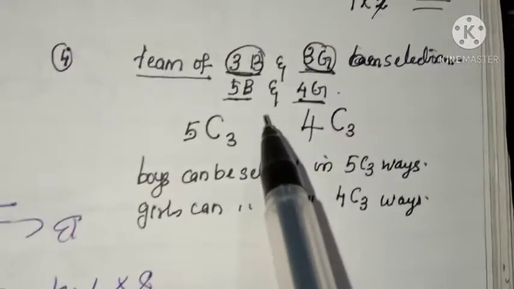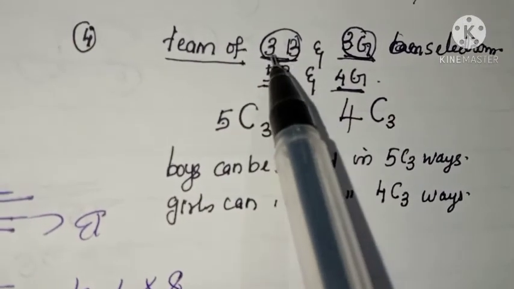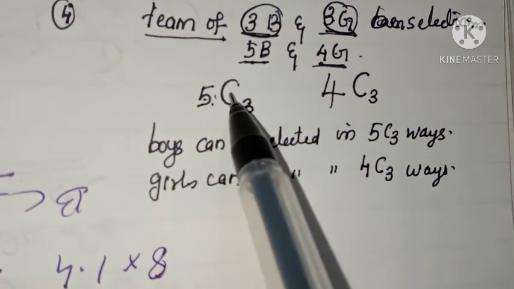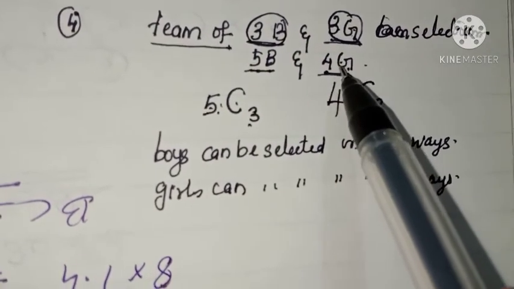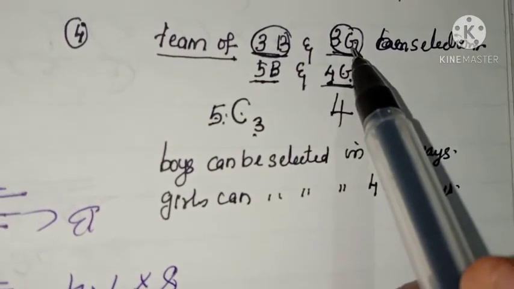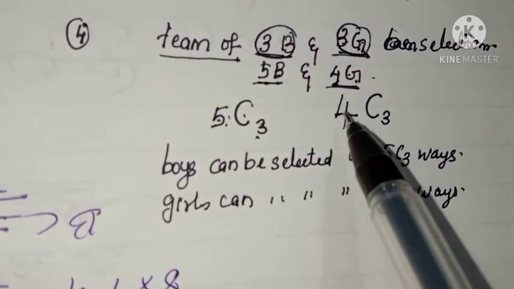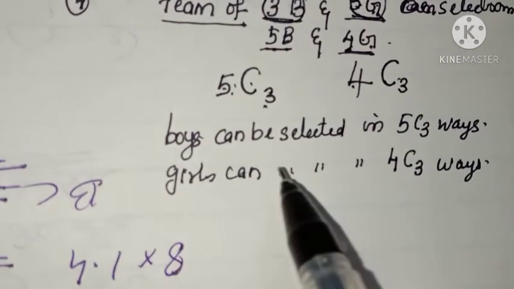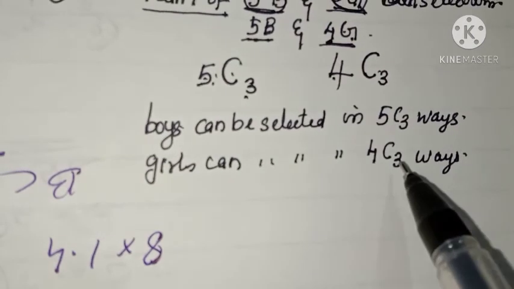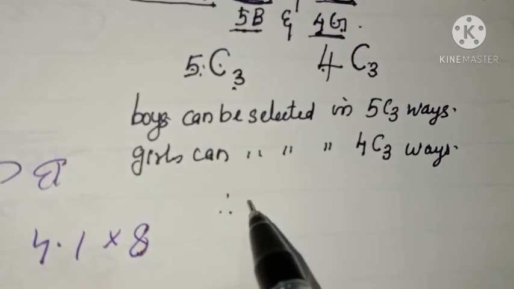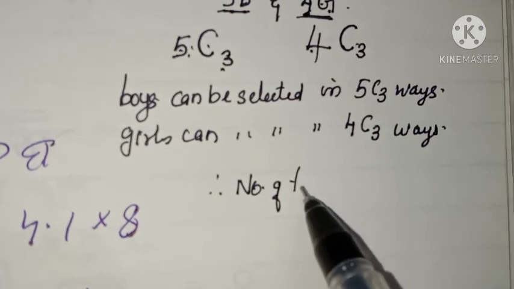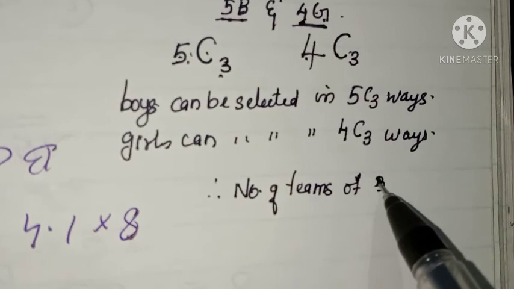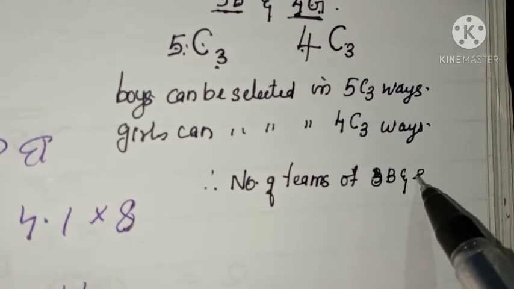Simple one. Okay, total we have 5 boys and we need to select 3 boys. So combination or selection is 5C3. Now girls. Total girls 4. We need 3 girls. So 4C3. So boys can be selected in 5C3 ways. Girls can be selected in 4C3 ways. Therefore, we need to find the number of teams. That's our question. Number of teams consists of what? 3 boys and 3 girls.